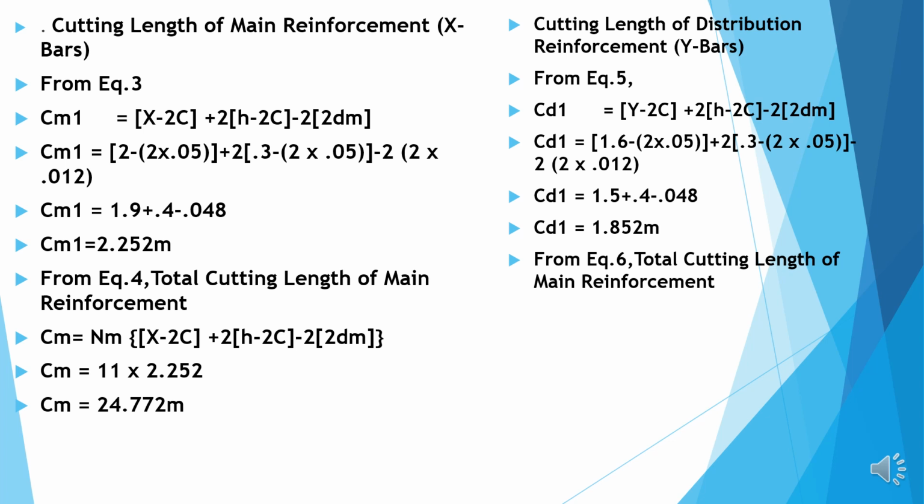From equation 6, total cutting length of the distribution reinforcement, CD, is equal to ND into CD1, that is 14 into 1.852, that is 25.98 meter.